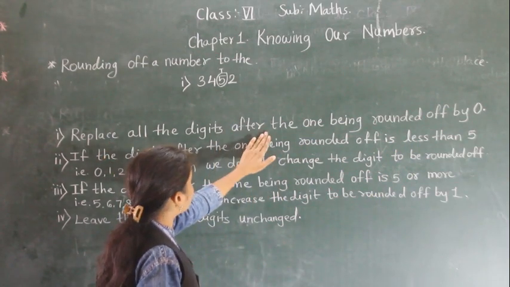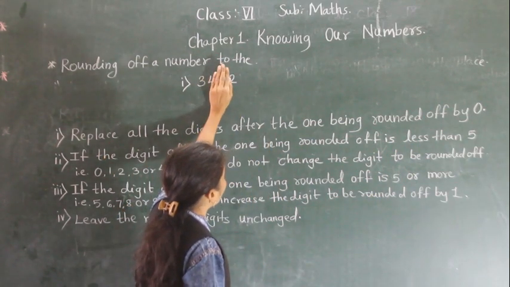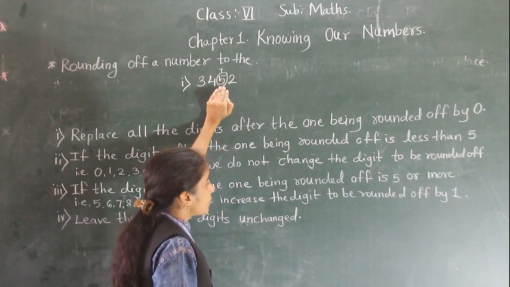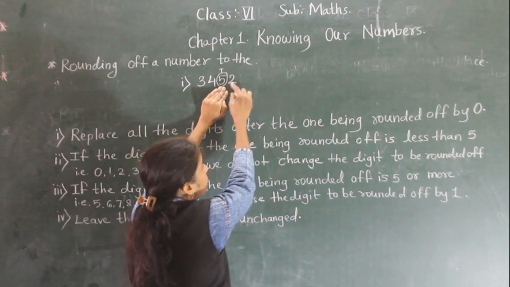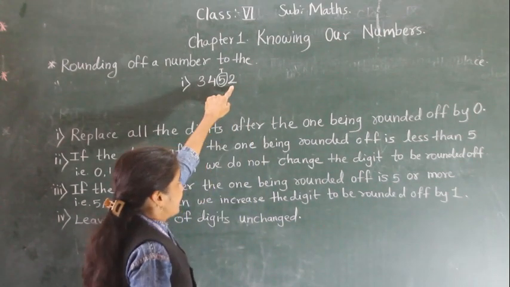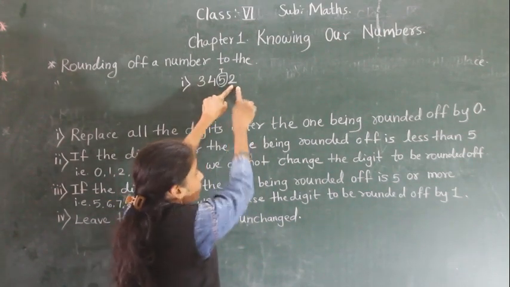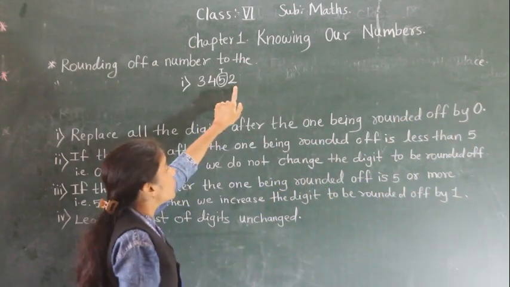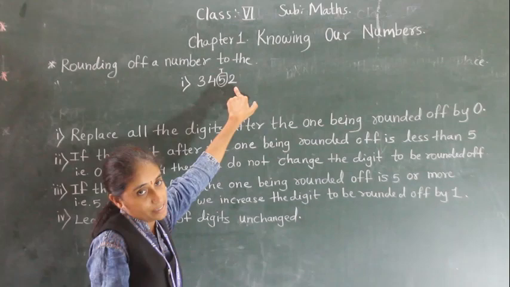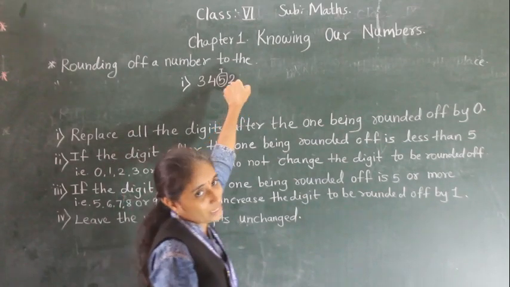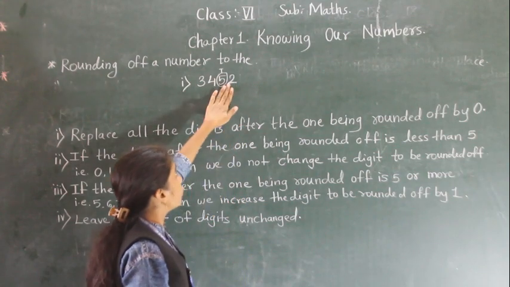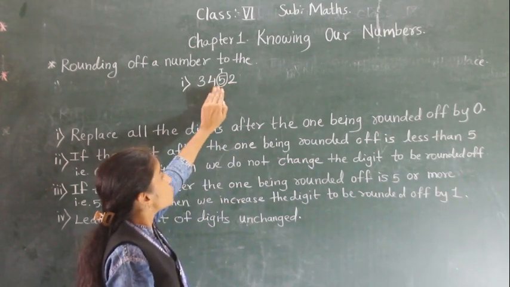Replace all the digits after the digit being rounded off. This is the digit we are going to round off. After that, which digit? 2. So this digit we have to replace by 0. Which digit are we going to replace? This digit we are going to replace by 0. Suppose I want to round off this digit.